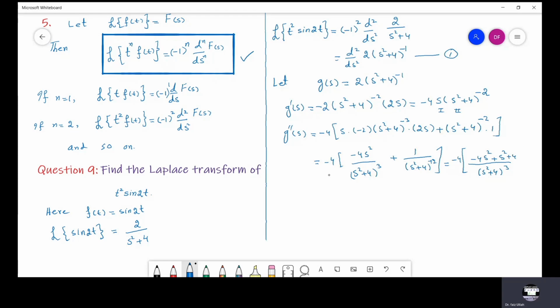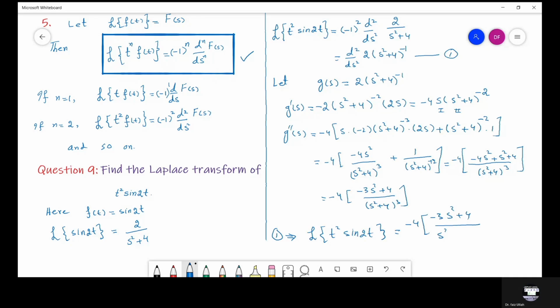And now let us simplify this. If we simplify this, we get minus 4 into minus 3s square plus 4 divided by (s square plus 4) whole cube. And now if we put this value in 1, we get that Laplace transform of t square into sine of 2t is equal to minus 4 into minus 3s square plus 4 divided by (s square plus 4) whole cube. And that is the required solution of this problem.